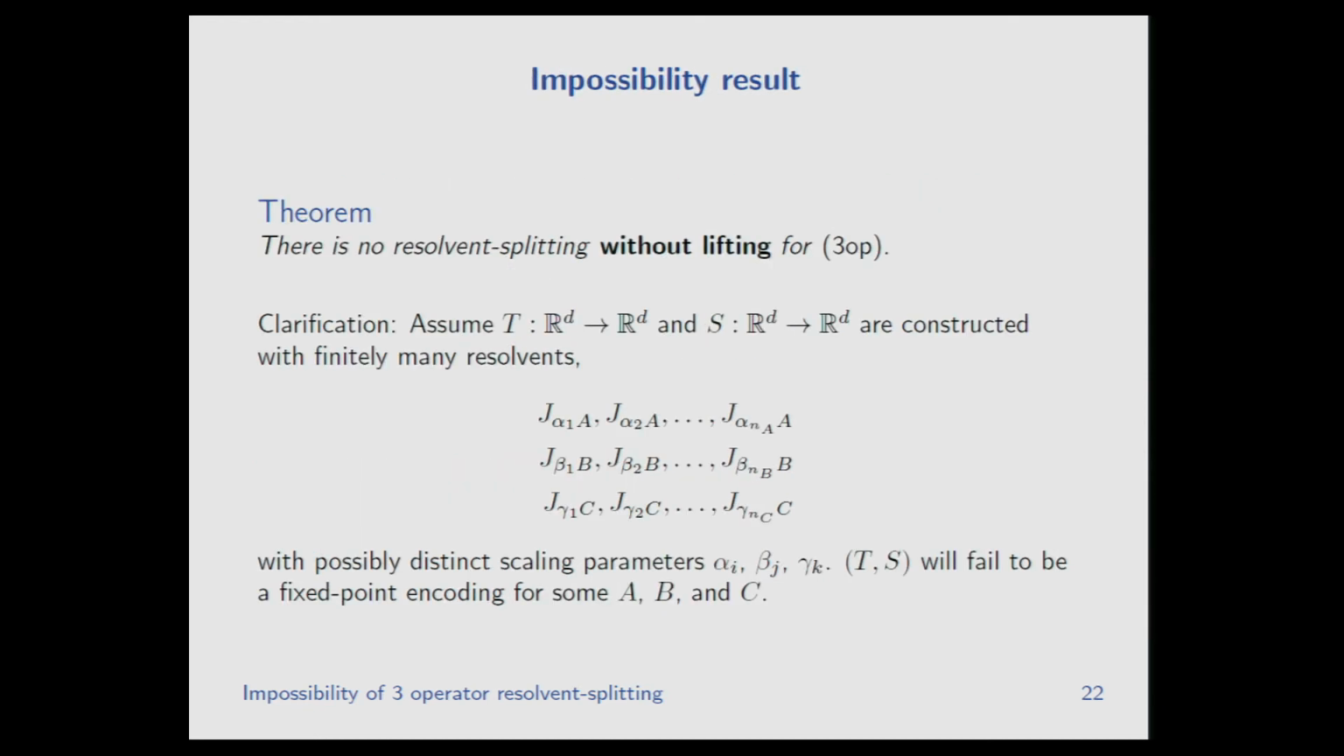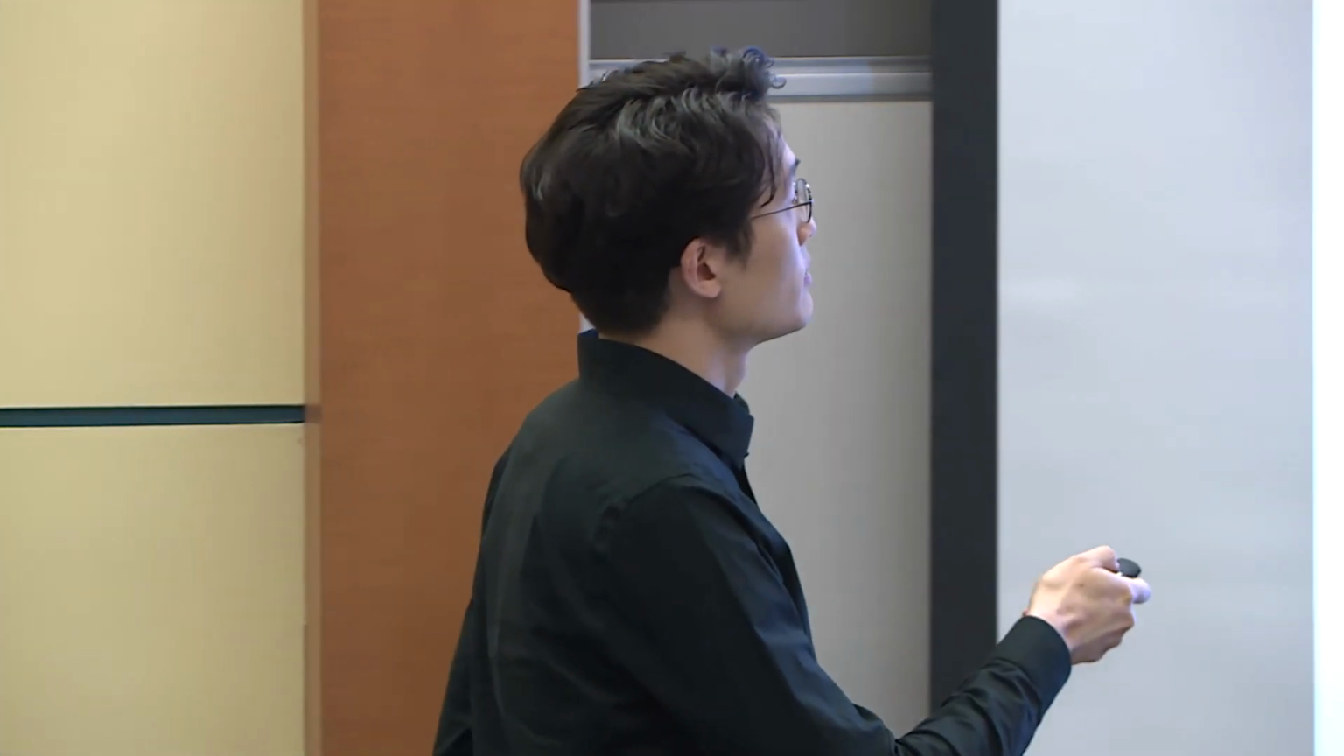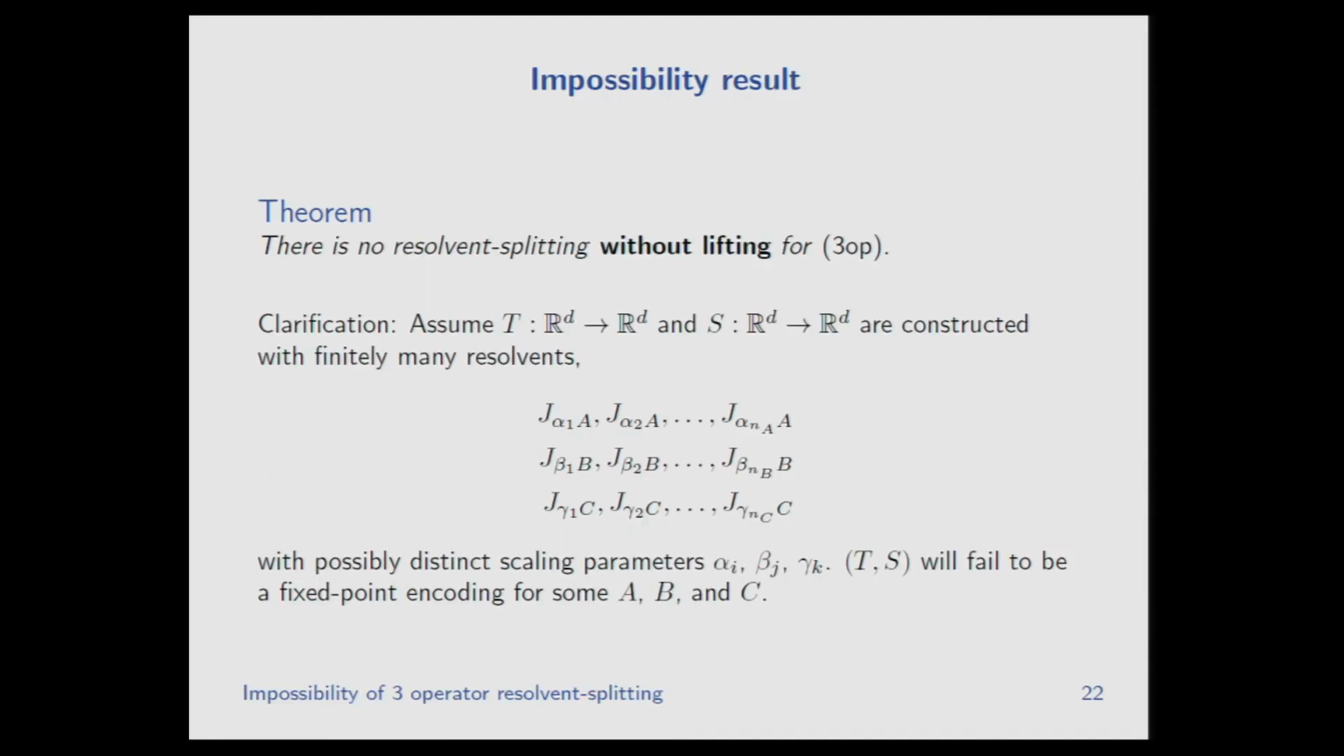OK, let me state the impossibility result. There is no resolvent splitting without lifting for the 3-operator problem. And let me clarify the meaning of this theorem. Let's assume the fixed point mapping is from RD to RD. So this is without lifting, this is key. So we have this no lifting condition. And let's assume these mappings are constructed with finitely many resolvents. I can use as many resolvents as long as it's finite, and they can all have different scaling parameters. So the alphas, the betas, the gammas, they can all be different.